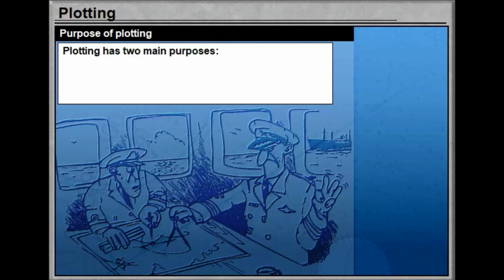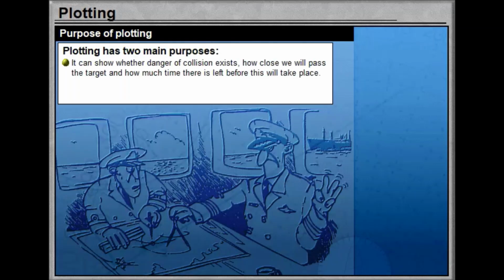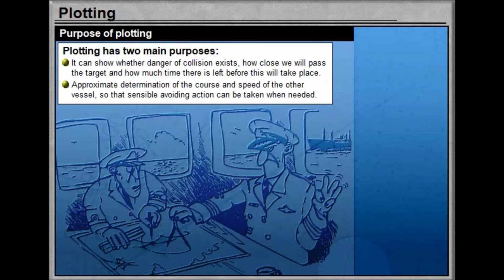Plotting has two main purposes. It can show whether danger of collision exists, how close we will pass the target, and how much time there is left before this will take place. It also allows approximate determination of the course and speed of the other vessel, so that sensible avoiding action can be taken when needed.